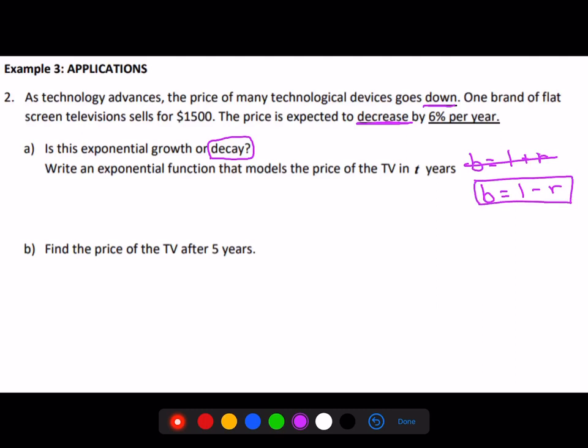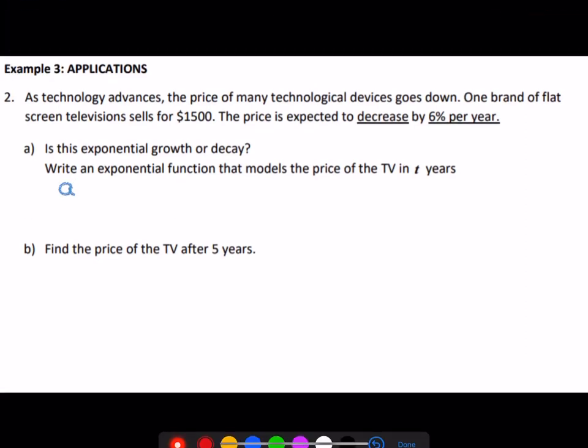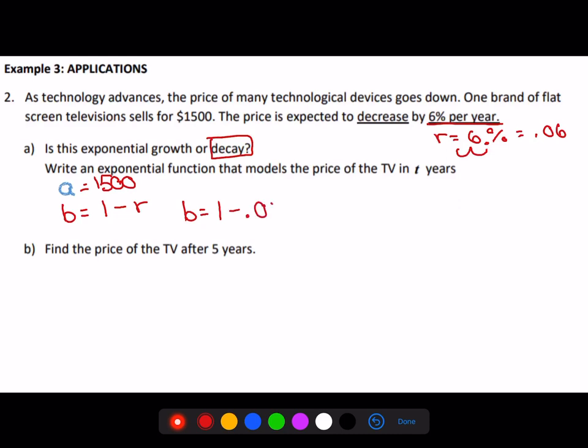Now, we want to write our exponential function. We know our a value is our starting cost, $1,500. A is equal to $1,500. Our b value is equal to 1 minus r. Well, r is 6%. I move my decimal place 2 places left, which gives me 0.06. Again, this is decay. So b is equal to 1 minus 0.06. b is equal to 0.94.